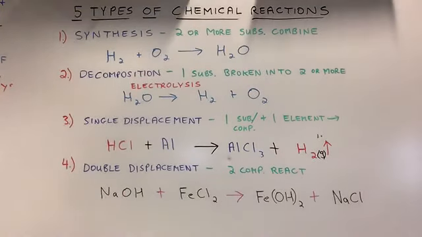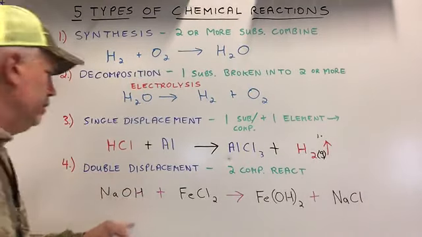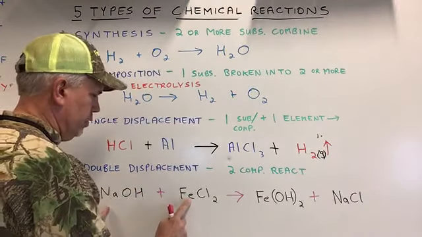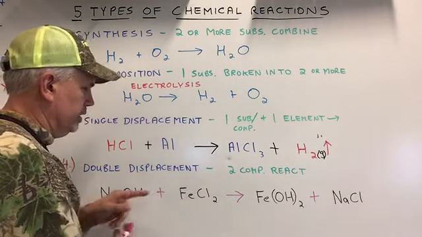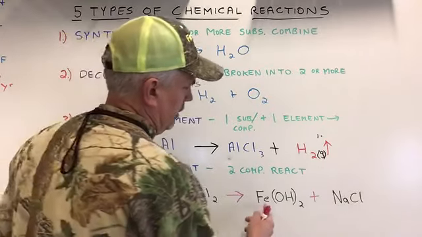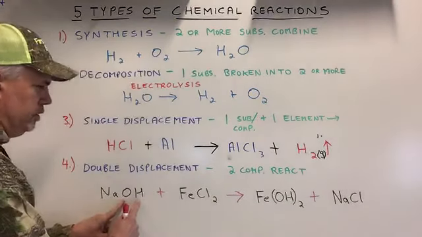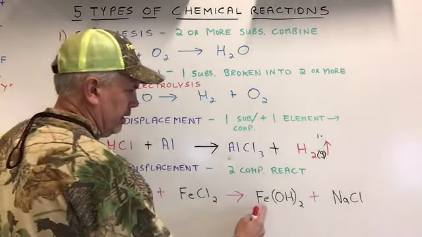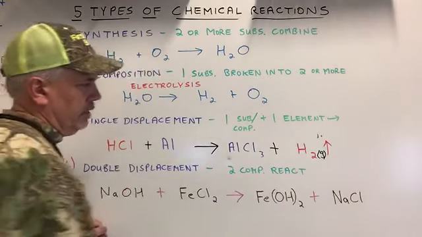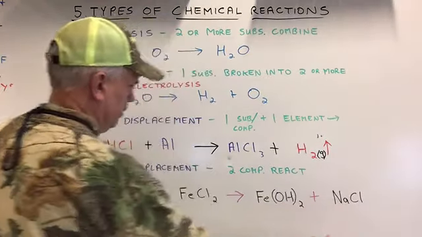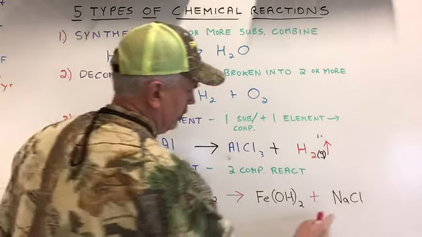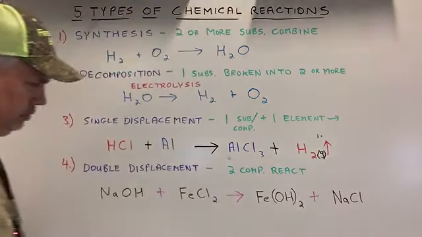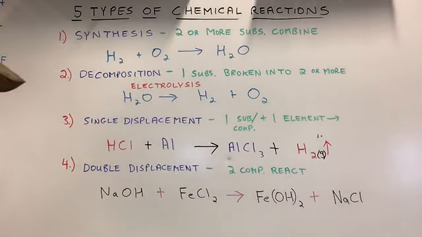So in a double displacement, you have two elements switching places or displacing one another. You see the iron going with the hydroxide, so you write it iron hydroxide here. And you see the sodium leaving the hydroxide and going with the chlorine, so you end up with sodium chloride. So that's an example of a double displacement reaction.